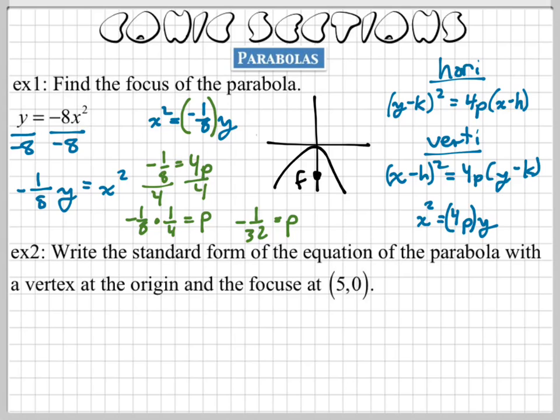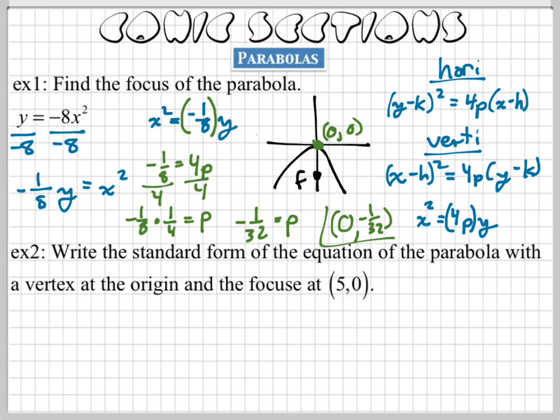So what's my point? What is this focus point right here? You know what the vertex is. It's 0, 0. What's the focus point? It's 0, 0 what? Negative 1 over 32.